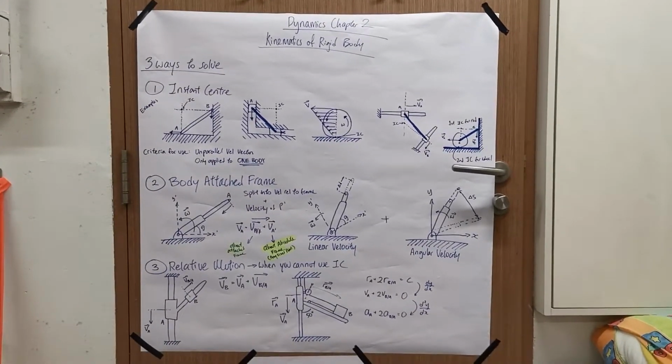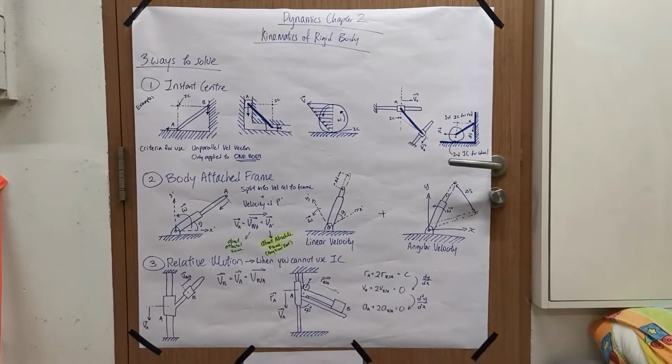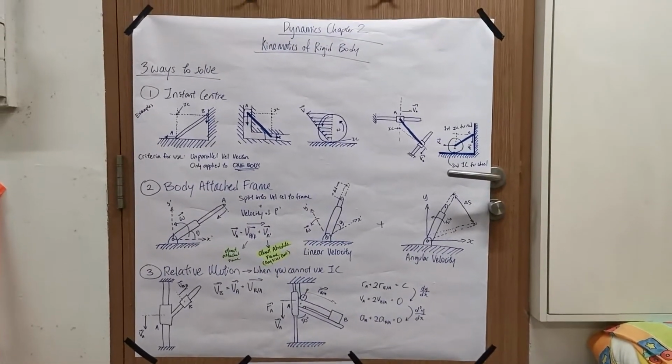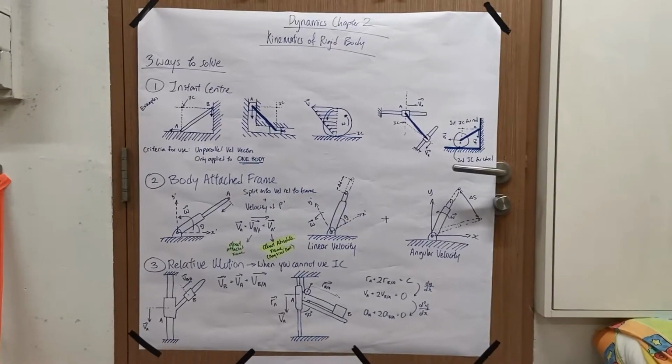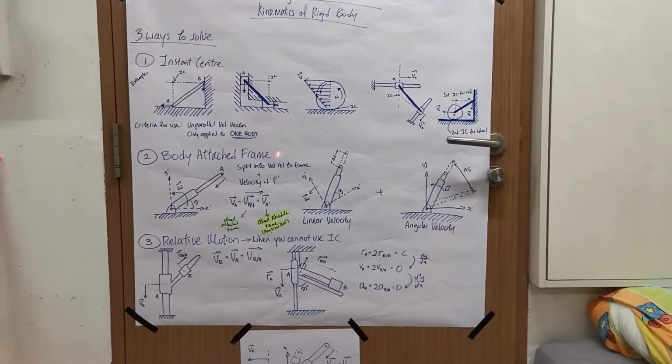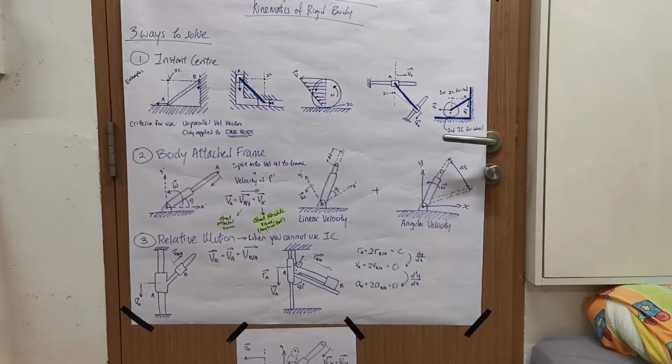Okay, so this is a summary of Dynamics Chapter 2, which is Kinematics of Rigid Body. To do this kind of question, you have three ways to solve it. So here are the three ways: you got your instant center, body attached frame, and then your relative motion.